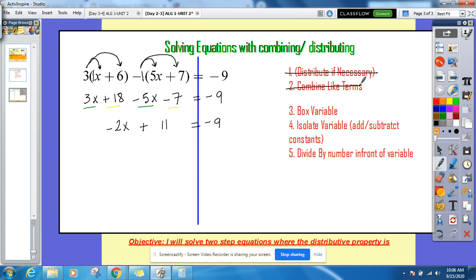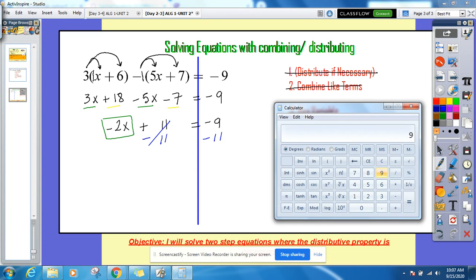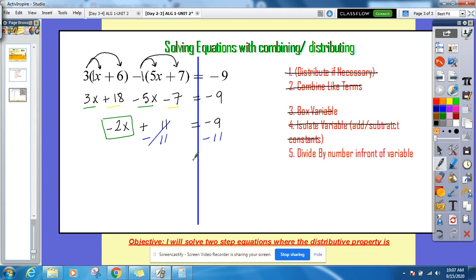We've combined like terms. My favorite step is here, box the variable. It's my favorite because it's the easiest, right? So now I know what I have to solve for. We're going to isolate whatever constant is attached to that variable. So there's an 11 attached there. So we're going to subtract 11 from both sides. 11 minus 11 is 0. And then negative 9 minus 11 is negative 20. So I end up with negative 20 is equal to negative 2x.